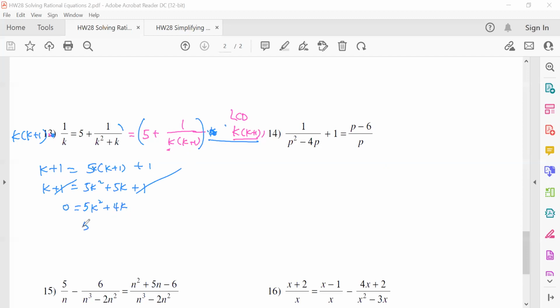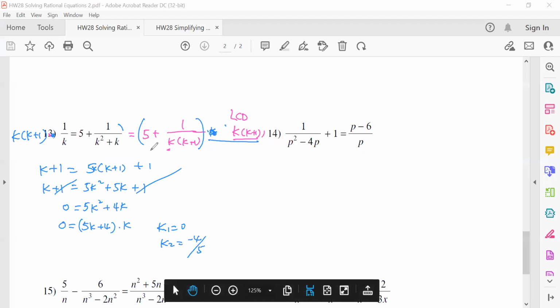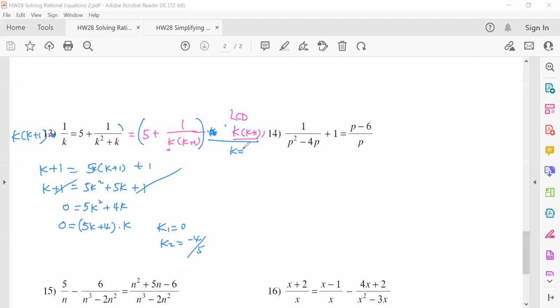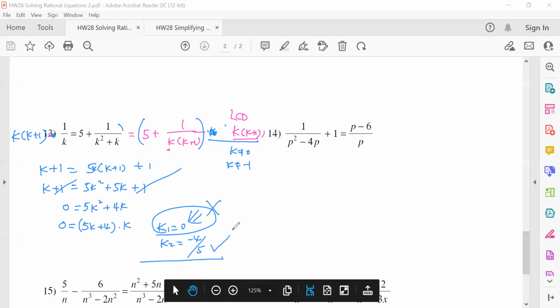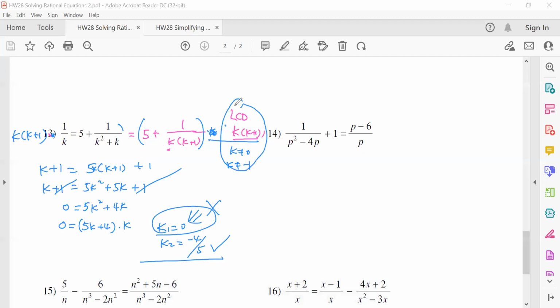So factor this: 5k plus 4 times k equals 0. So k1 equals 0, k2 equals -4/5. Just as we see here, the LCD cannot equal 0, right? So k cannot equal 0, cannot equal -1. So we need to take this away, right? So the only answer is this one. Okay, so the LCD cannot equal 0. Just like any numbers, you cannot make the denominator become 0, right?